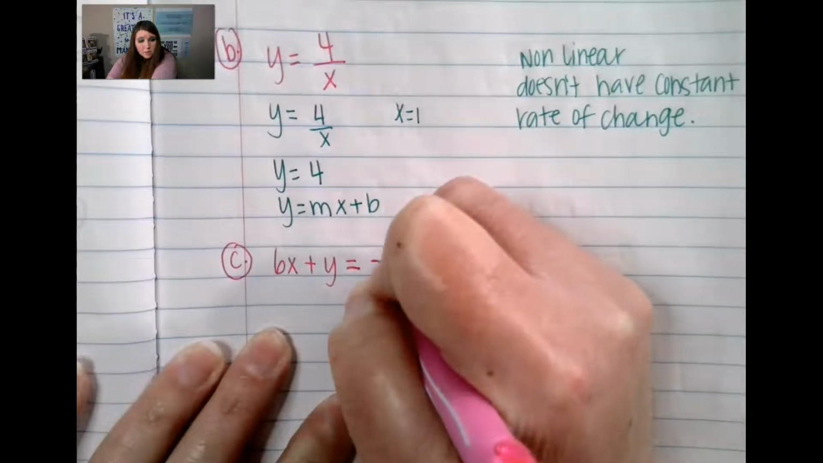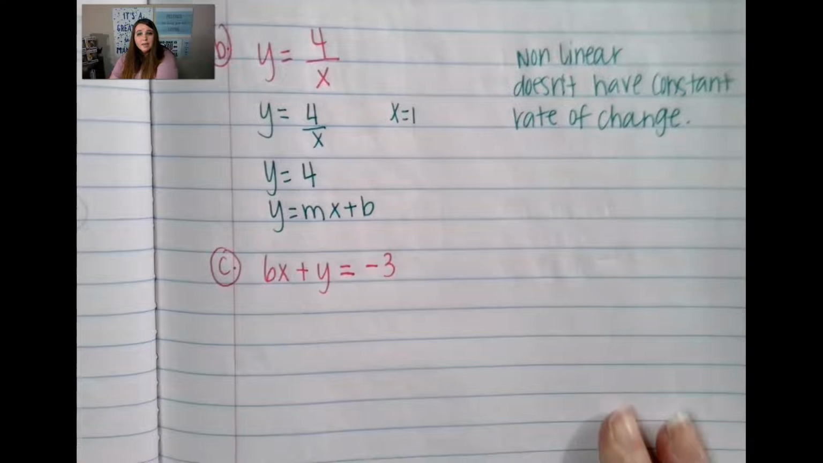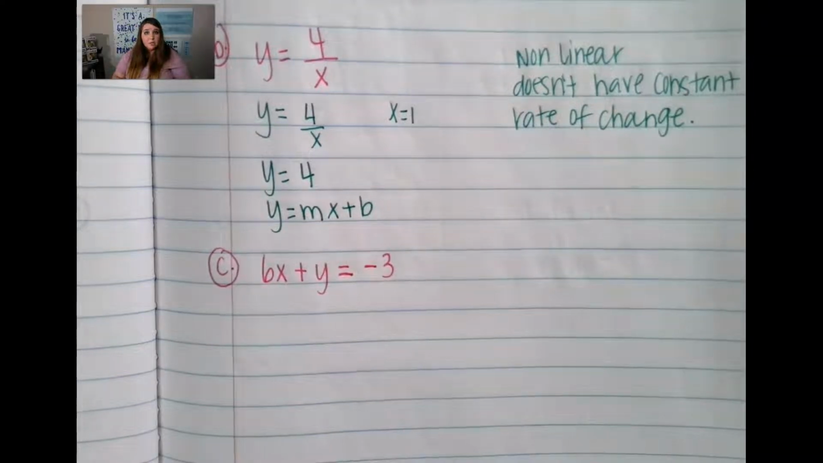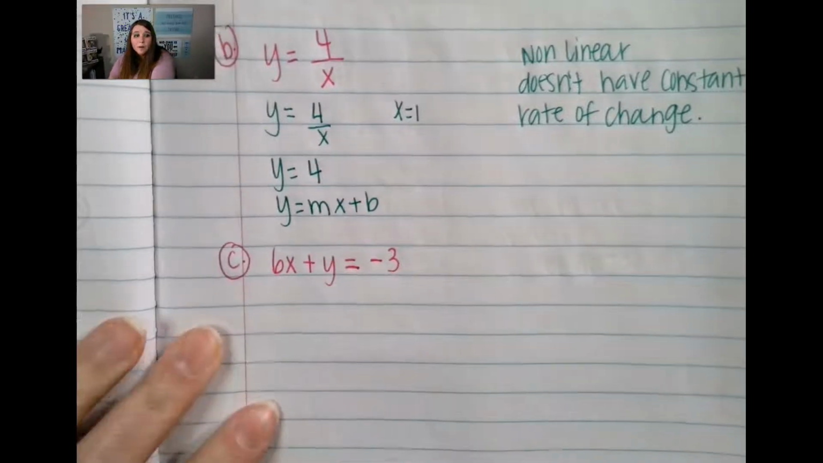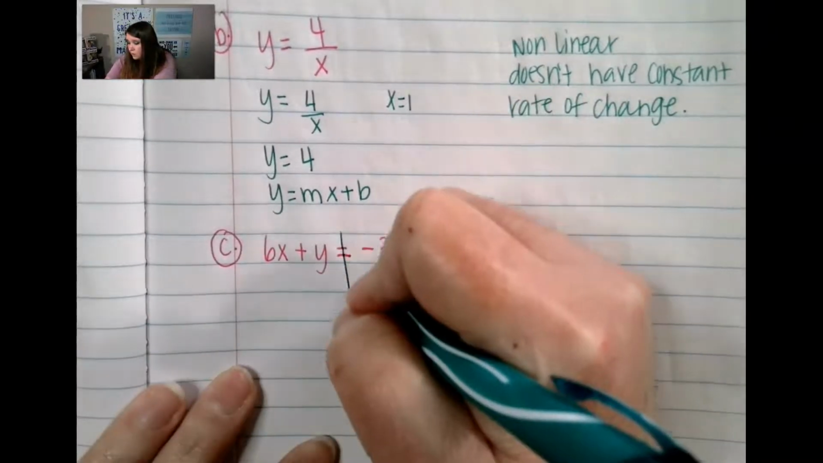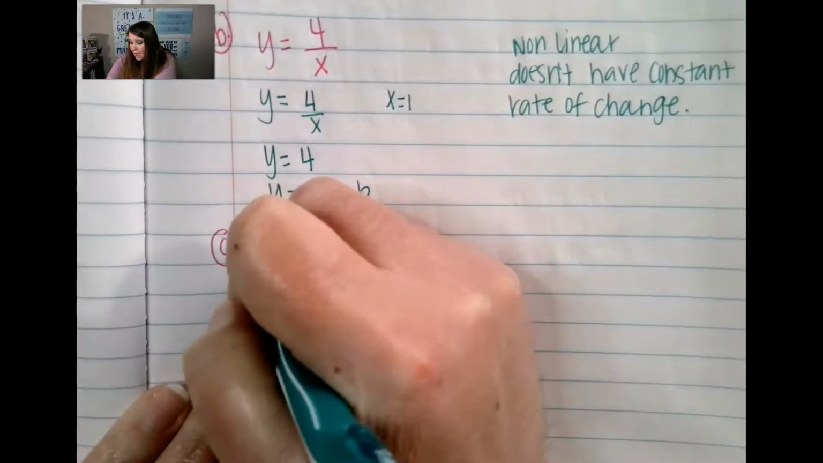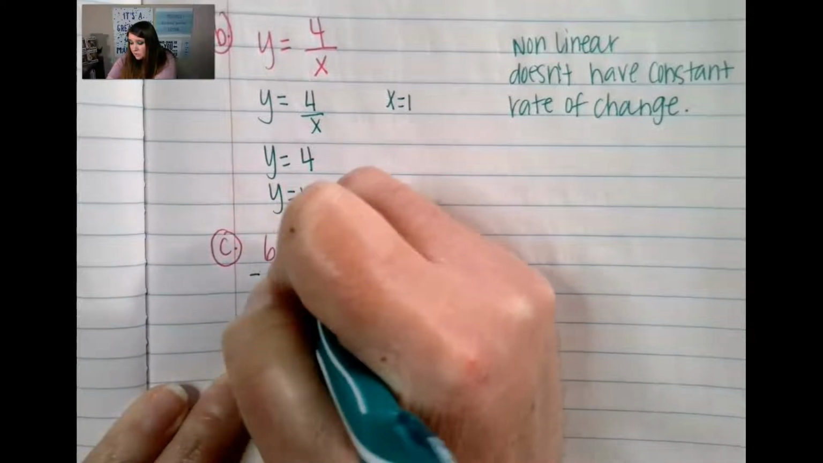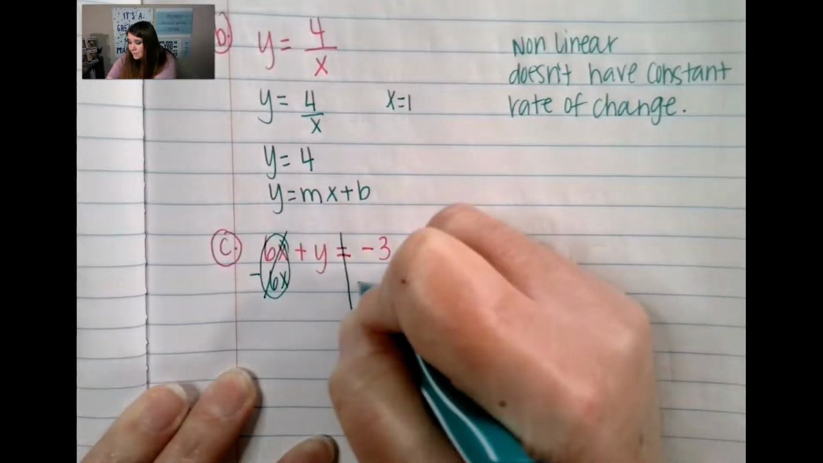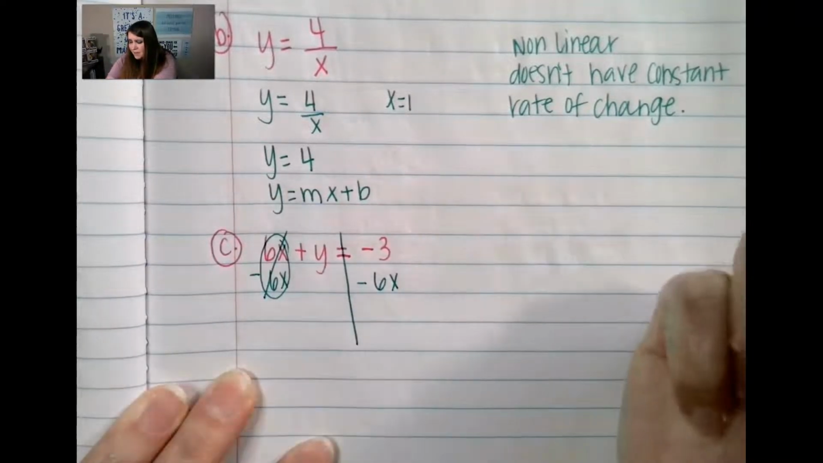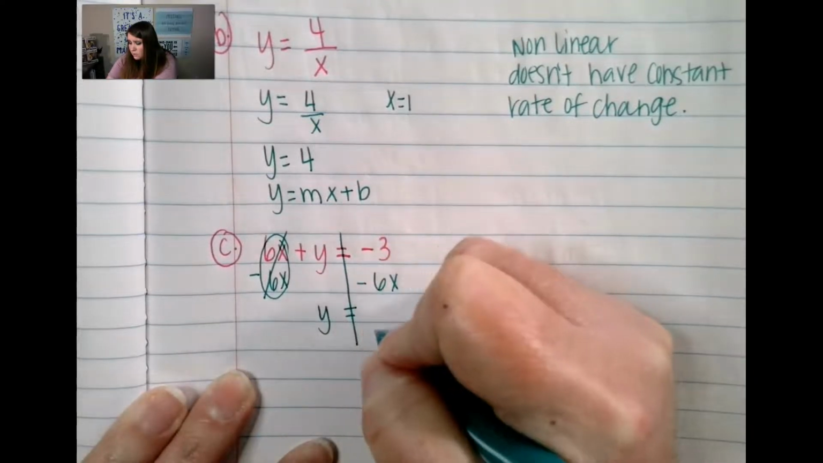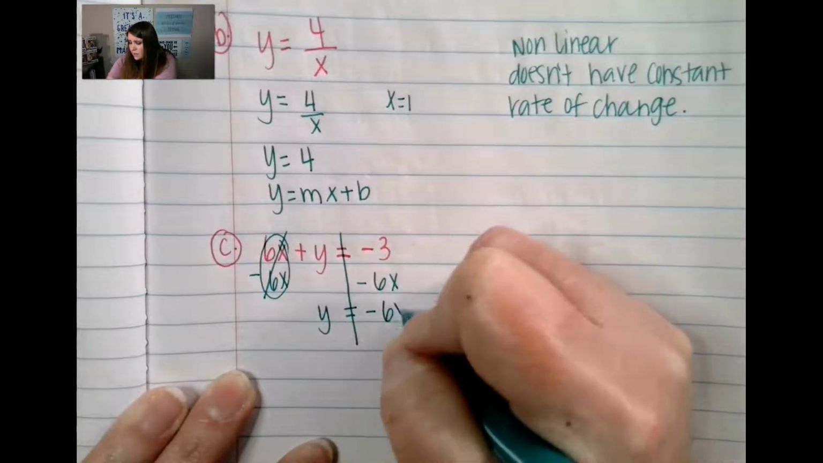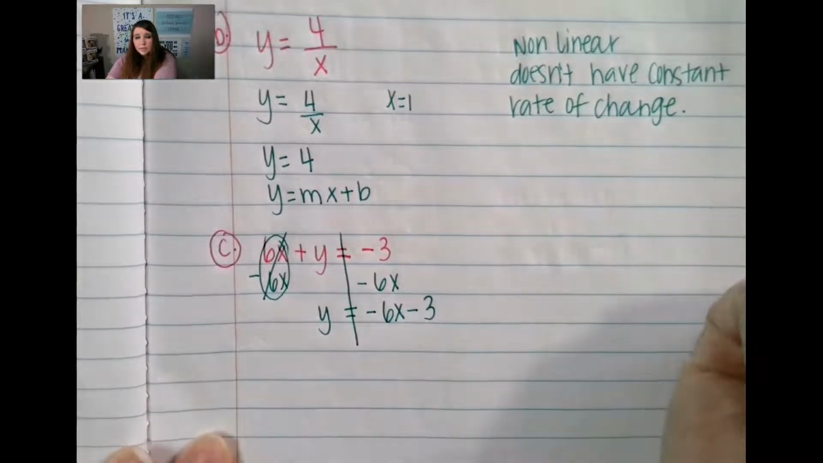6x plus y equals negative 3. Is this a linear equation? Can we make it say y equals mx plus b? Well, let's check this out. I can subtract 6x from this side and subtract 6x from this side. So when I put this into my equation now, it says y equals negative 6x minus 3.